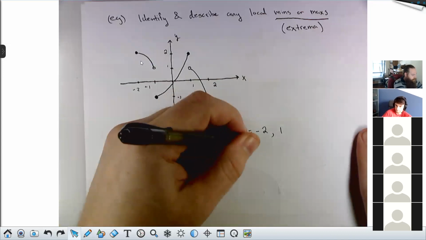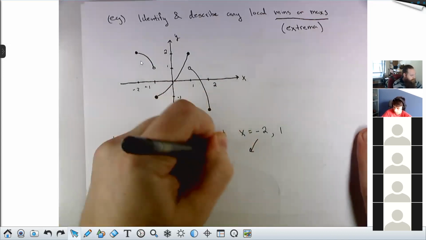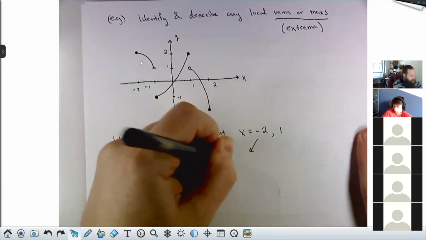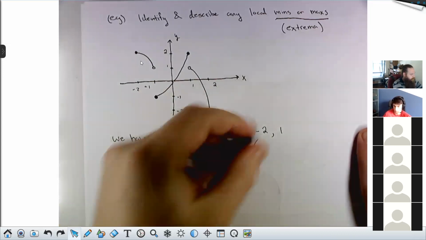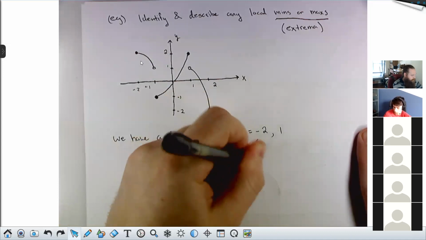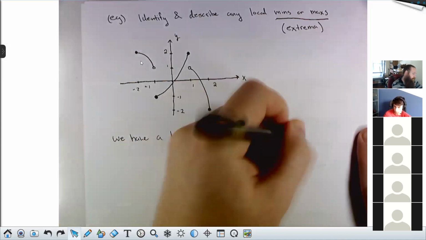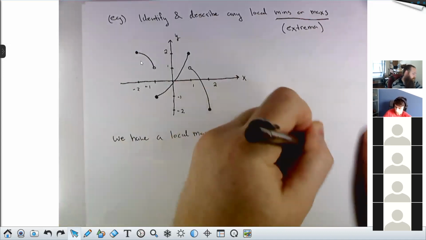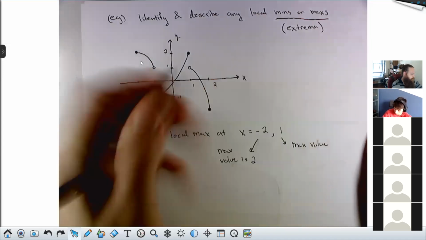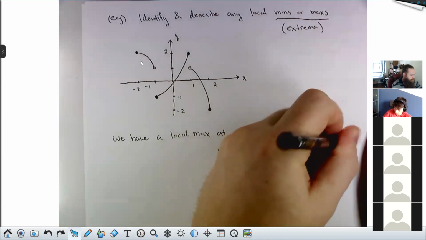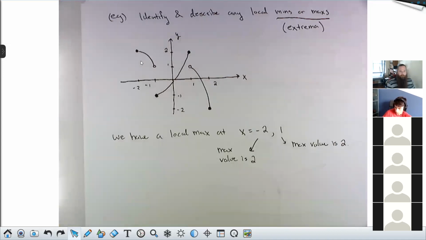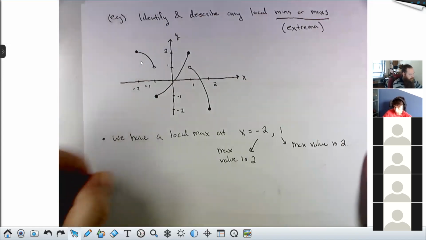The max value from the max at -2 is 2. And the max value from x equals 1 is also 2. Right? Because that's the y value at those points. Okay.